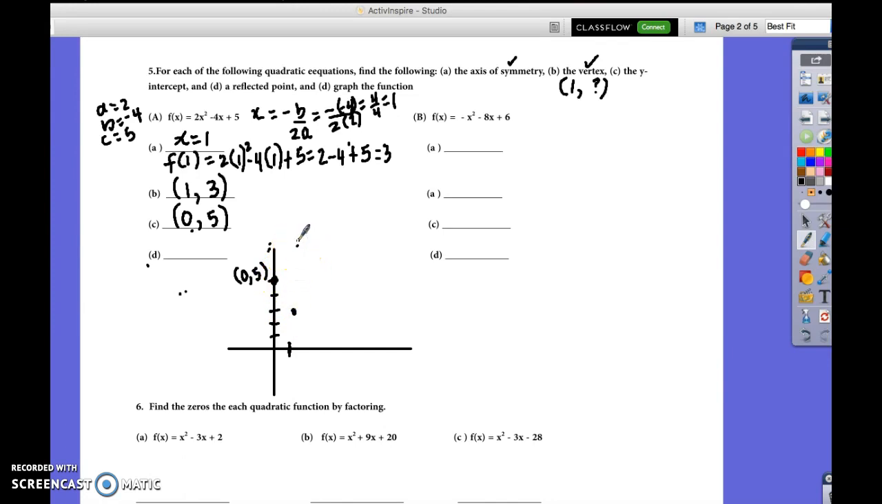Axis of symmetry, I forgot to put this in. That's the first thing we found. That was this. This is x equals 1. So half of the parabola is to the left of it, and the other matching half is to the right of it. Okay, so 1/2 looks something like this.